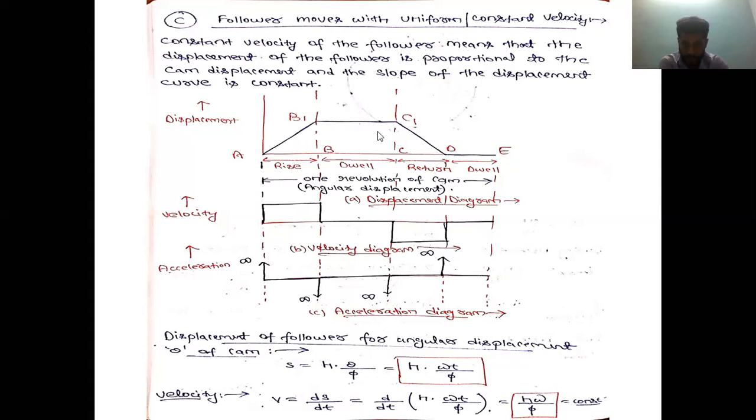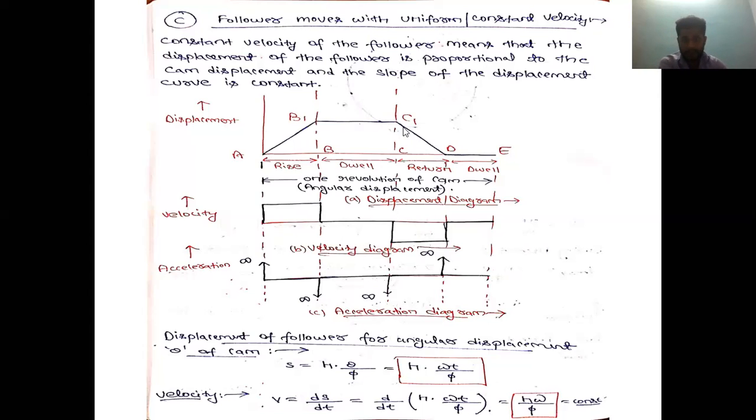Why? Because here dwell is occurring, and in dwell velocity will be 0 because the follower is undergoing no motion. Again, after the dwell period, when the follower is returning back, this time the follower is attaining some velocity in the negative direction, and this velocity is exactly equal to this velocity. Why negative? Because it is returning back.